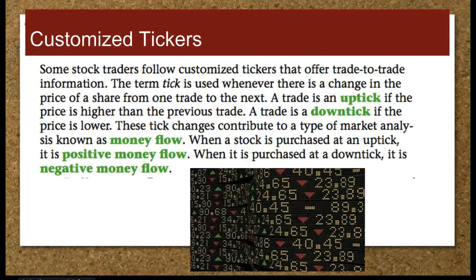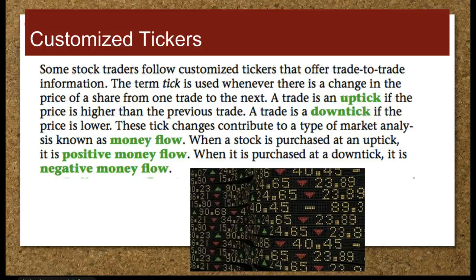We first need to understand what a tick is. Some stock traders follow customized tickers that offer trade-to-trade information. Tick is used whenever there is a change in the price of a share from one trade to the next. We have an uptick if the price is higher than the previous trade. So for example, if I just now traded for a price of $20 per share and the previous trade was 18, we would have an uptick.